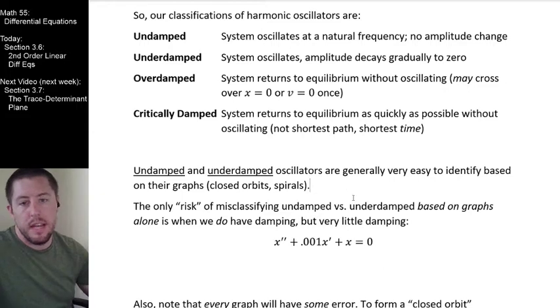Those are pretty easy to identify visually. The only risk associated with misclassifying these based on a graph alone is when we do have damping, but very, very little damping right here. So there's a minimal damping force. Let's take a look and see what we get in our Python solutions when we have a harmonic oscillator that does have damping, but very little. What's the graph? You should stop and say to yourself right now, this does have damping, so I know to expect it to look like a spiral. Because why might you confuse a spiral with a closed orbit trajectory? Let's go take a look.